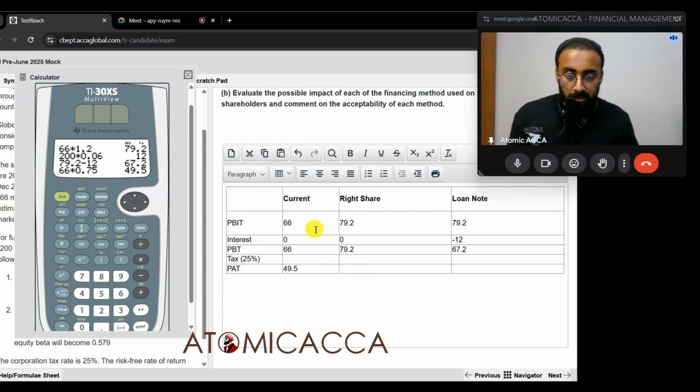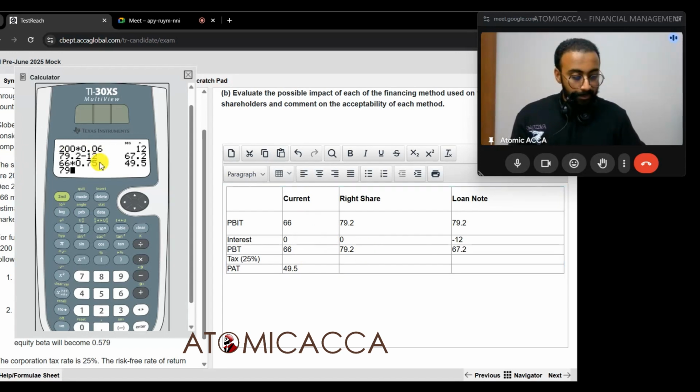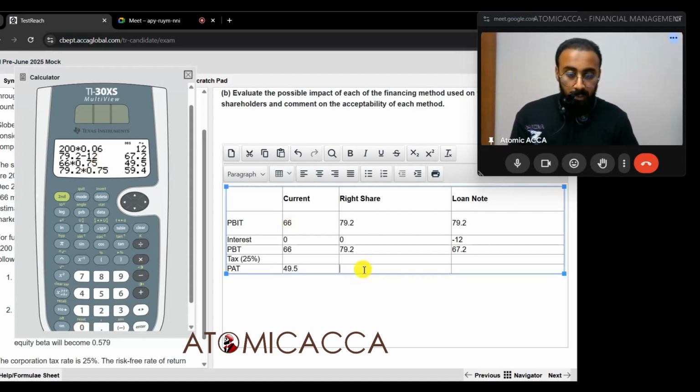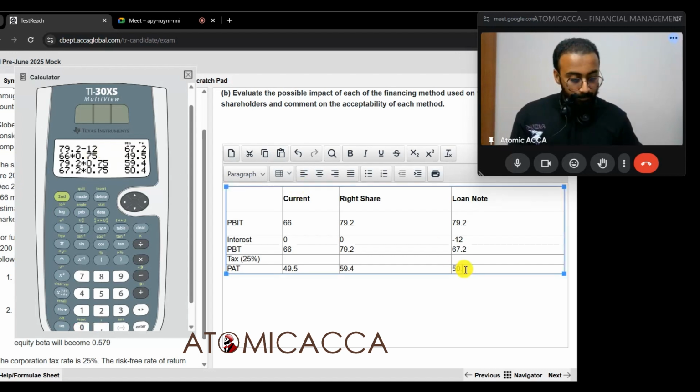How did this become different? Okay, this is after growth. So 79.2 into 0.75 will be equal to 59.4. Then over here we have 67.2. So 67.2 into 0.75 will be equal to 50.4. Okay, now we have all the profit after tax over here.